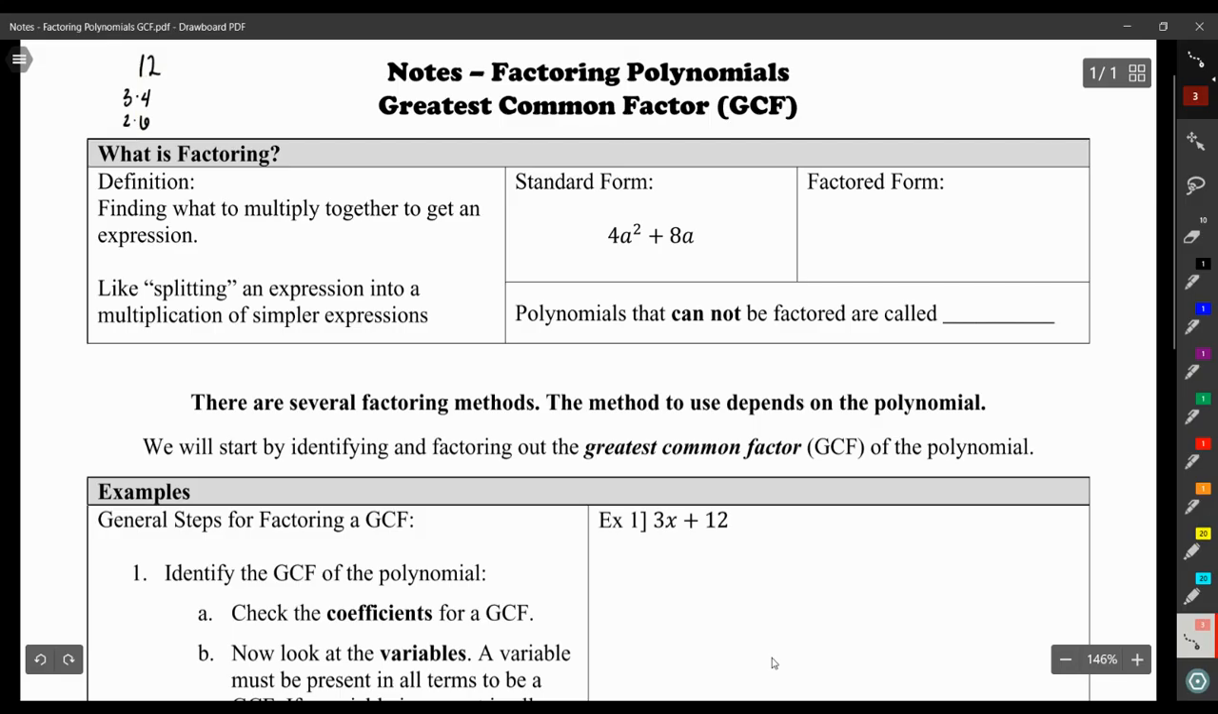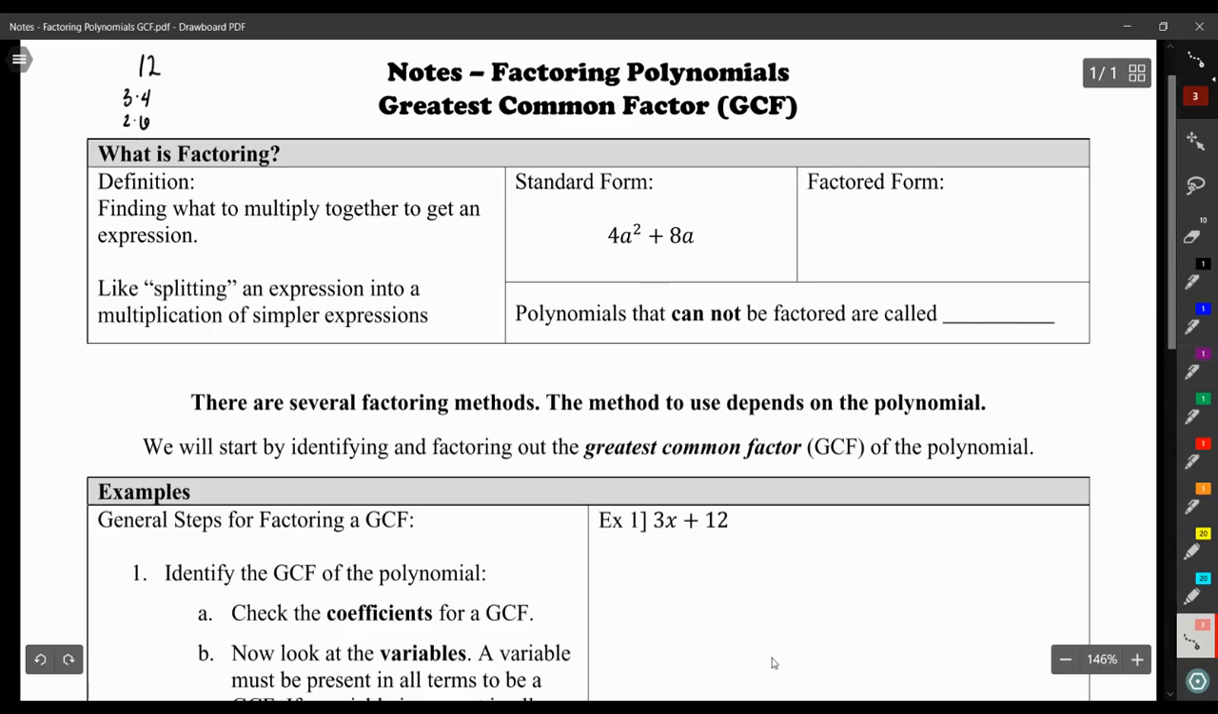So we are now starting to deal with things that are not quite as simple as 12. We have 4a squared plus 8a. So now we are factoring a polynomial. This is written in standard form, and when you factor something, we call it factored form. Basically we can see all the smaller pieces that have been multiplied to result in this polynomial here.